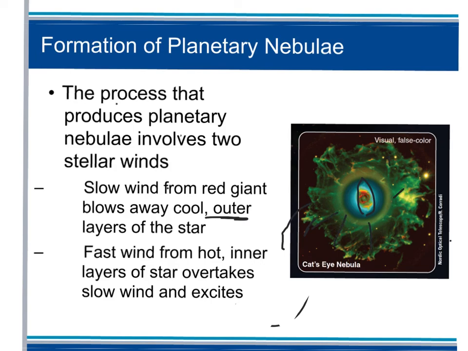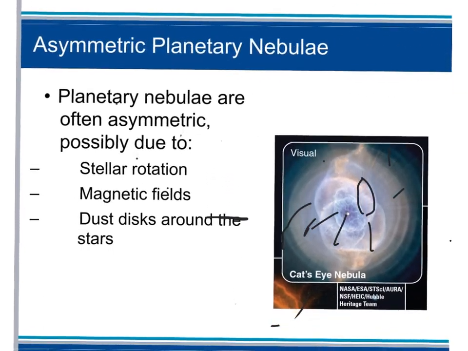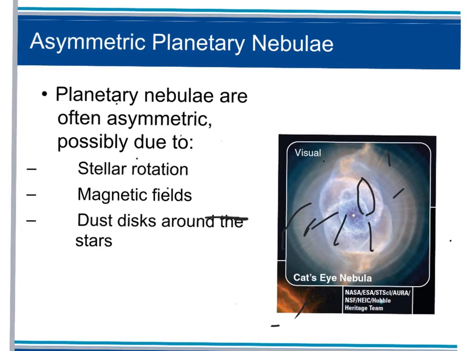So the winds carrying away the outer layer are asymmetric, and probably the planetary nebulae are rotating. The stars are often rotating and moving. A magnetic field swirling around the star could disrupt its physical shape. Symmetric would be perfectly round, or perfectly square. Dust disks around the stars could also interfere, maintaining a symmetric pattern. Well, my drawing's not symmetric, really.